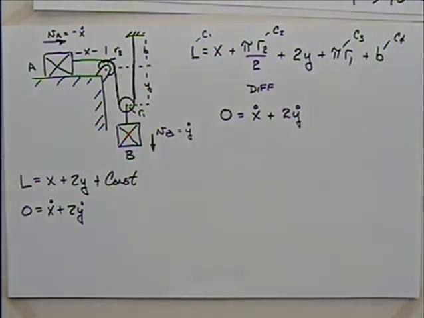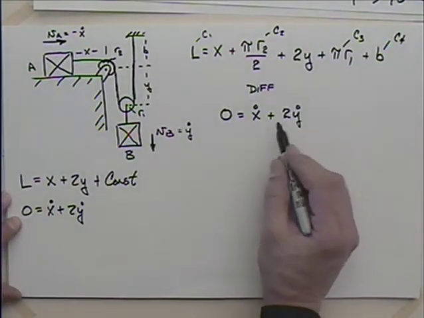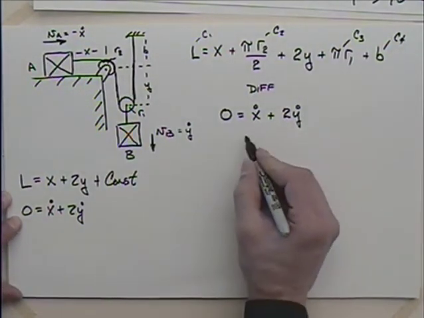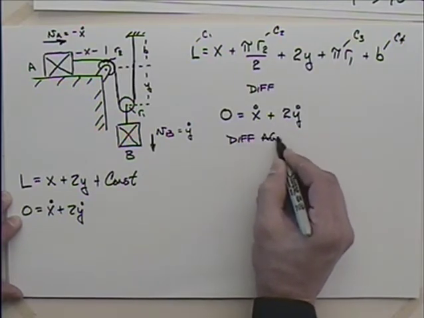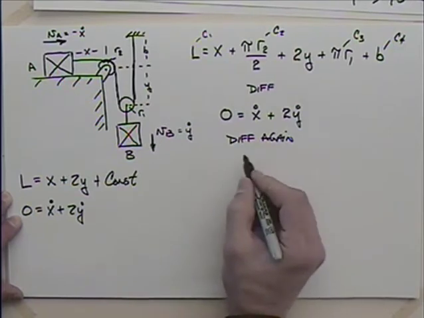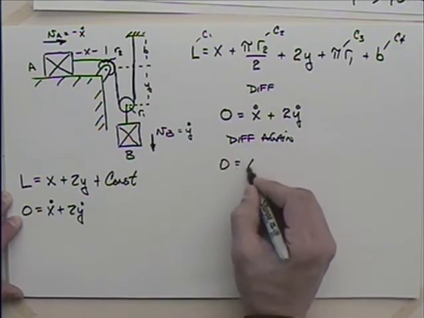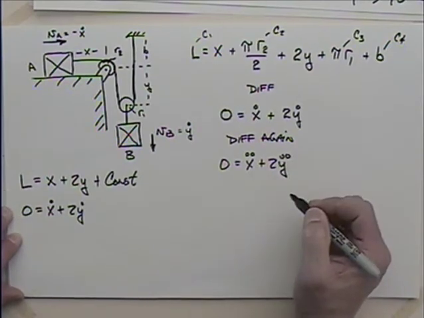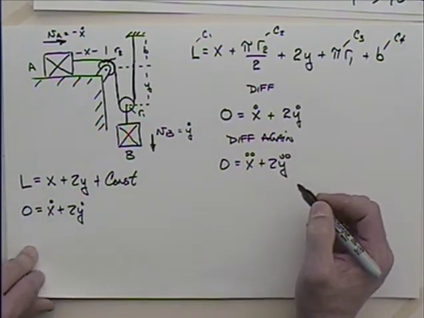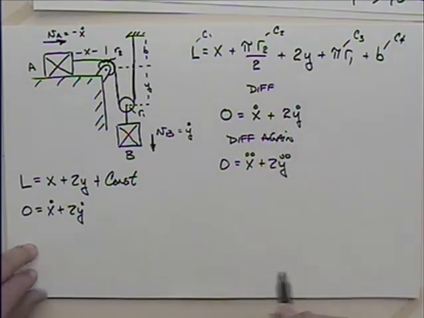Okay. Well, that's kind of nice. I've got an expression with the velocity there. Those are the velocities. And if I differentiate again, I could say that 0 is equal to x double dot plus 2y double dot.